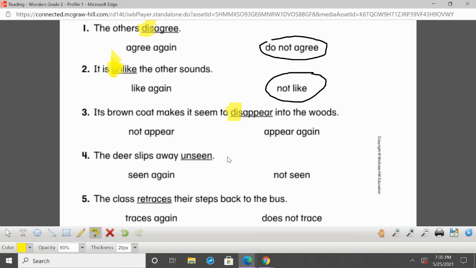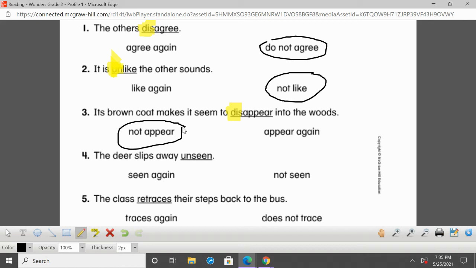So if it appear, what's the opposite of appear? It does not appear. So if it seemed to disappear, it means it's going to not appear, right? It's not going to be there. Go away. Not appear, because it's the opposite.